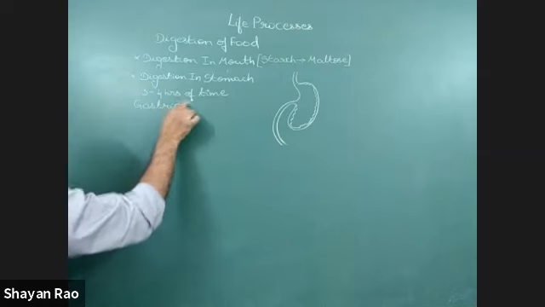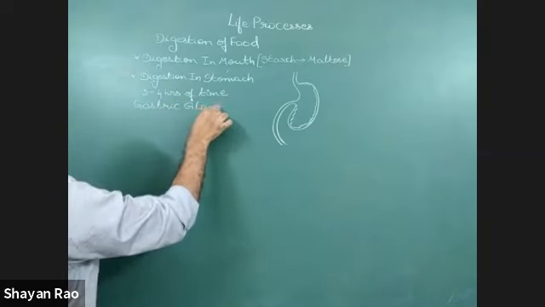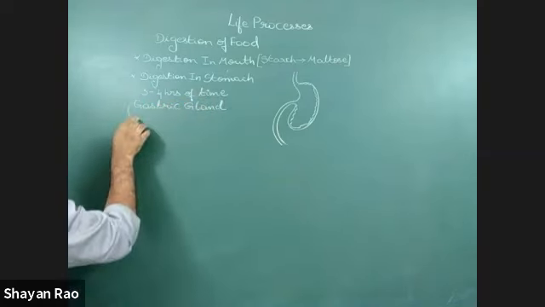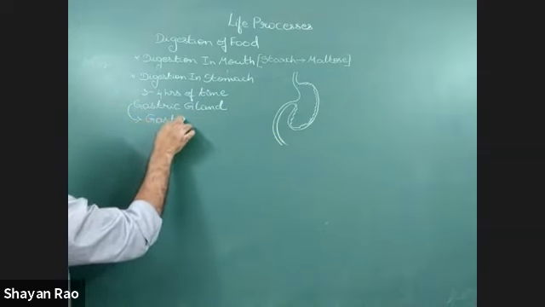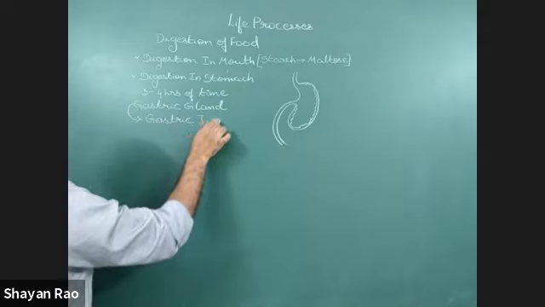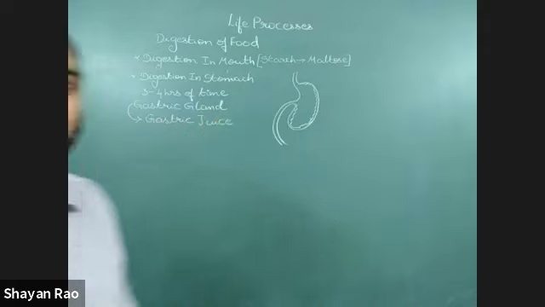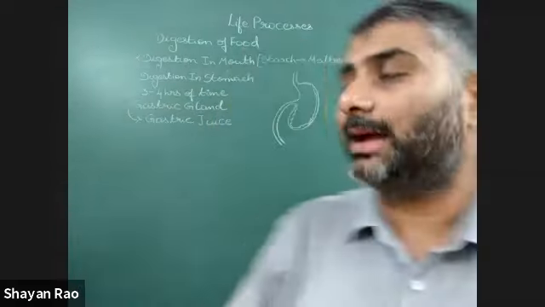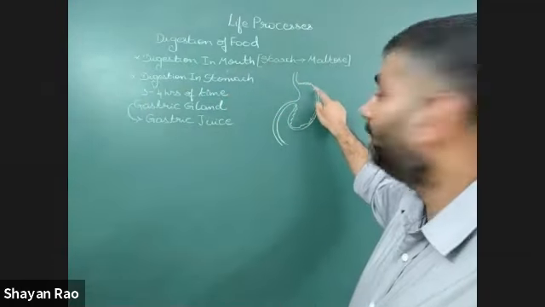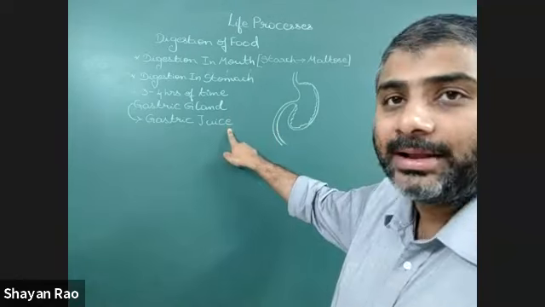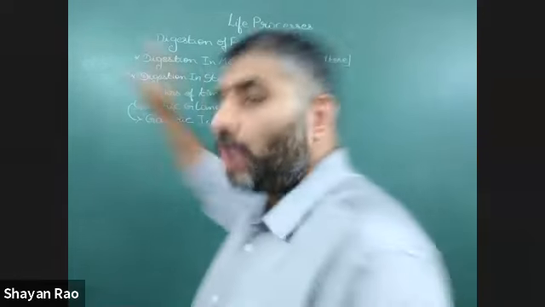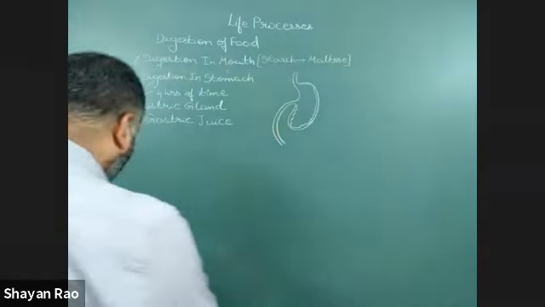So this gastric gland has a capacity of secreting gastric juice. So it is going to secrete gastric juice. So stomach is lined with the gastric gland. Gastric gland is going to secrete gastric juice. So what is this gastric juice made up of?